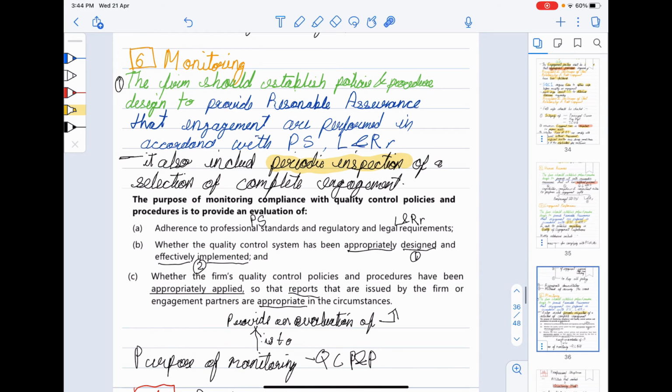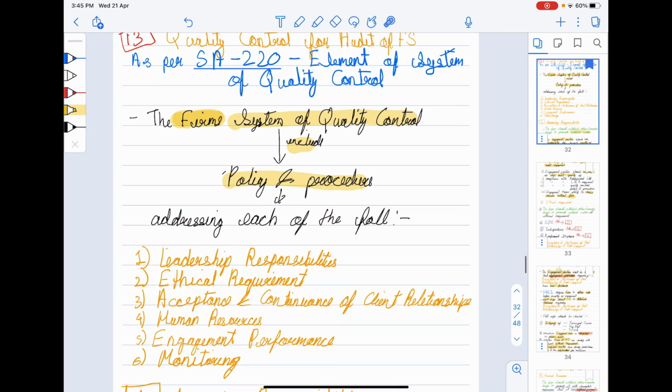Let's revise it once again. The firm should establish policies and procedures designed to provide reasonable assurance that engagements are performed in accordance with professional standards and legal and regulatory requirements. It also includes periodic inspection of a selection of complete engagements. The purpose of monitoring quality control policies and procedures is to provide an evaluation of whether professional standards and legal and regulatory requirements are complied with, whether quality control systems are appropriately designed and effectively implemented, and whether quality control policies and procedures have been appropriately applied, so that the report issued by the firm or engagement partner is appropriate in the circumstances. Okay, so these are the six points of the firm's system of quality control.